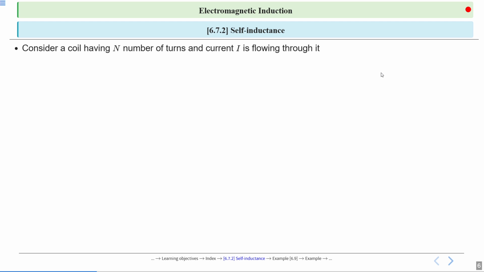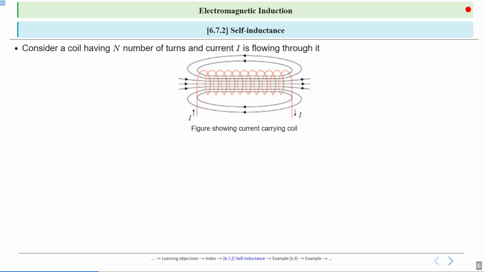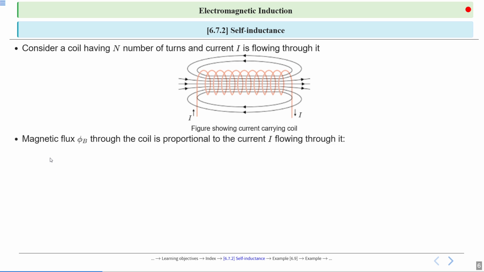So consider a coil having N turns and current I flowing through it. So you can see the coil. This is a coil having N number of turns and current is flowing through this coil. The figure shows a current carrying coil having N number of turns. So magnetic flux phi B through the coil is proportional to the current I flowing through it.